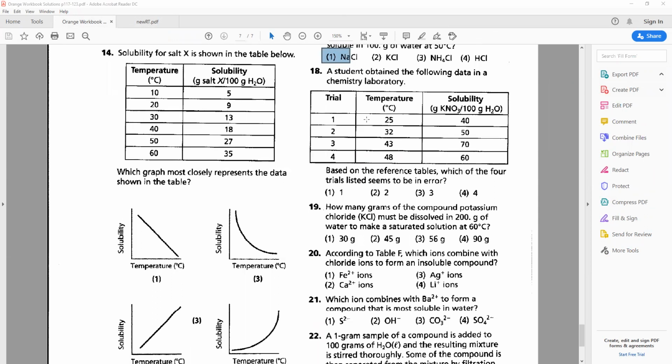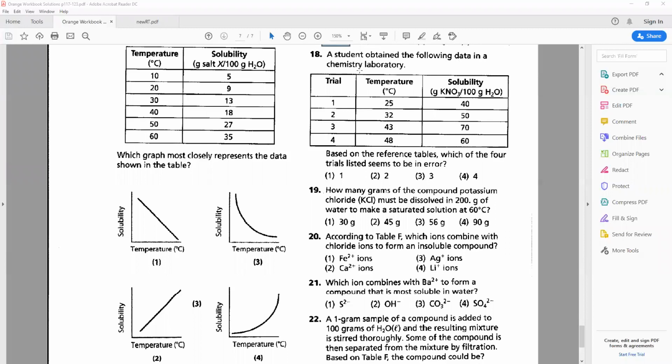Number 18. A student obtained the following data in a chemistry laboratory. So we see trial 1, at 25 degrees Celsius, he was able to dissolve 40 grams. At trial 2, at 32 degrees Celsius, he was able to dissolve 50 grams of KNO3 at 100 grams of water. Trial 3, 43 degrees Celsius, he was able to dissolve 70 grams of KNO3 at 100 grams of water. And trial 4, at 48, he was only able to dissolve 60 grams of KNO3.